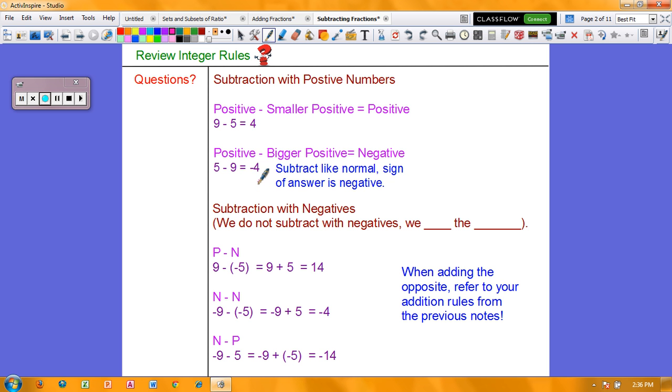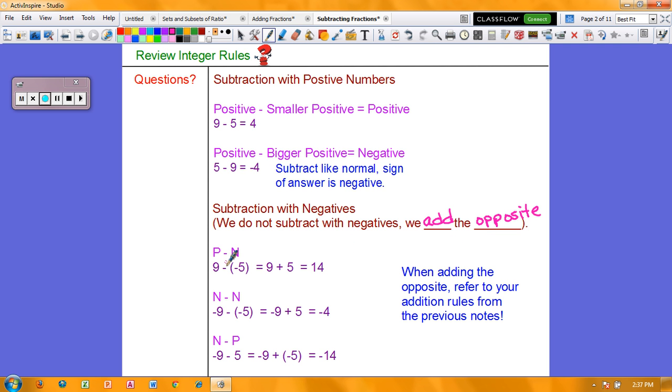Now, if we are subtracting and there is a negative involved, that means it could be one negative, it could be two negatives, any negative that's involved with subtraction. We're not going to subtract. So if there's a negative involved, such as anything you see here, I want you to remember, we do not subtract with negatives. We add the opposite. Let me show you what that means.